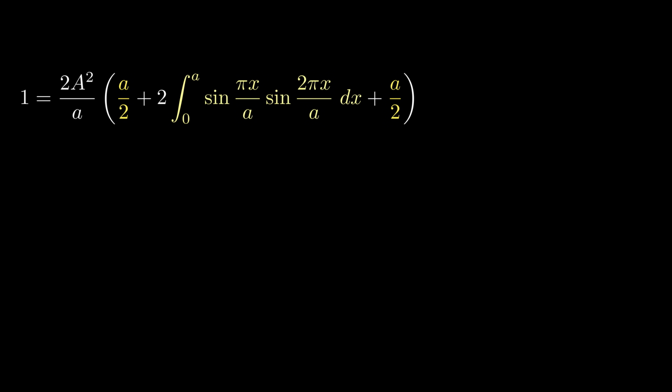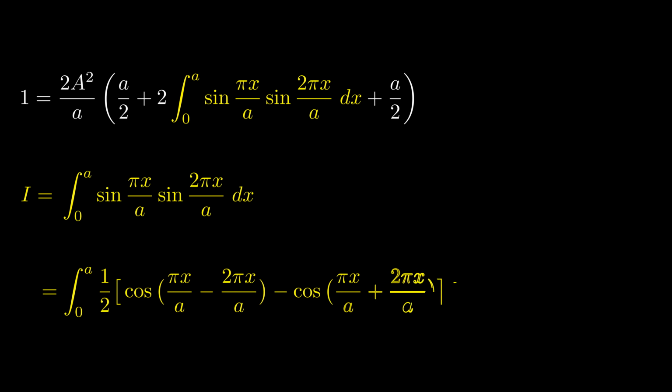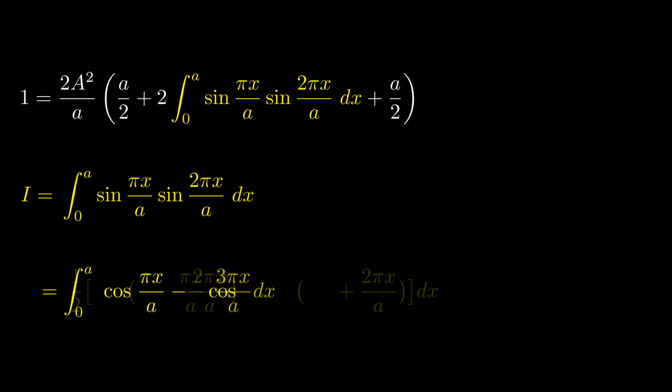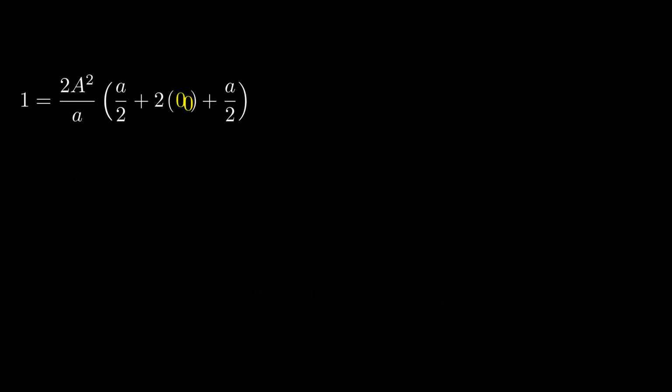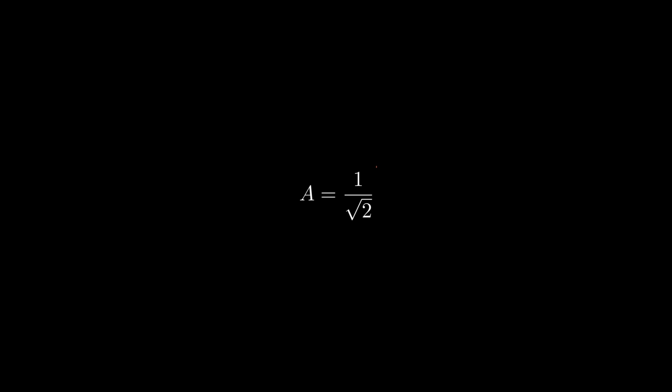For the middle term, we use the product to sum identity to rewrite the product of sine functions as a sum of cosines. Both terms here evaluate to 0 because cosine functions, when integrated over a full period, result in 0. Finally, substituting all the results back into the normalization equation, we find that the normalization constant A is 1 over the square root of 2.